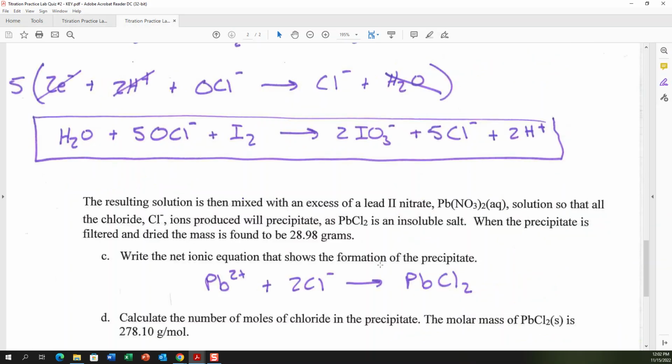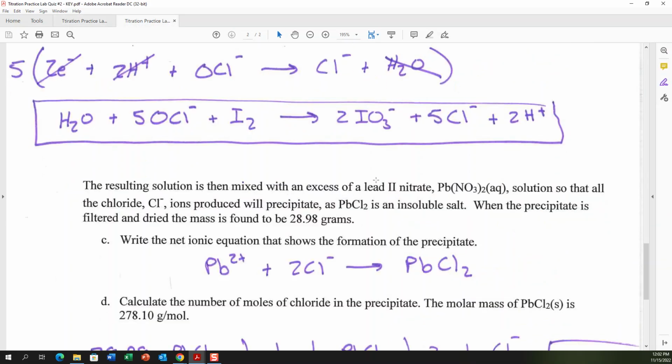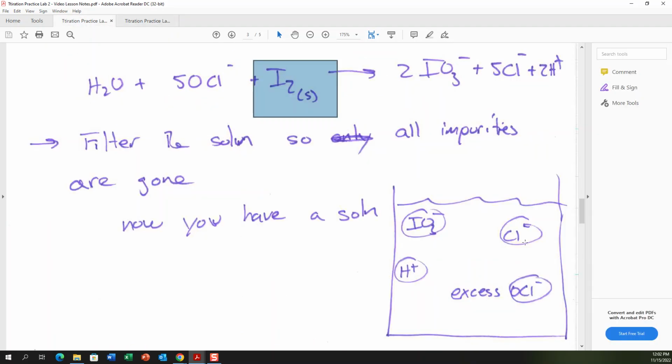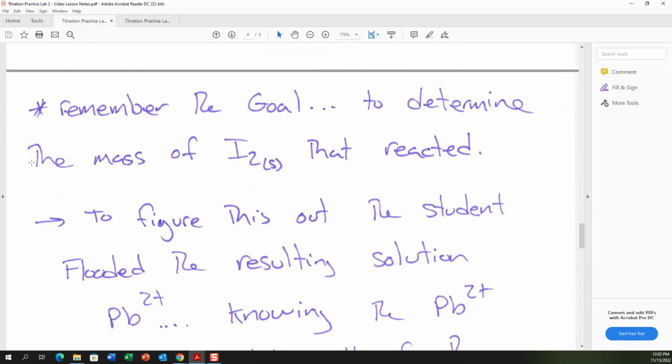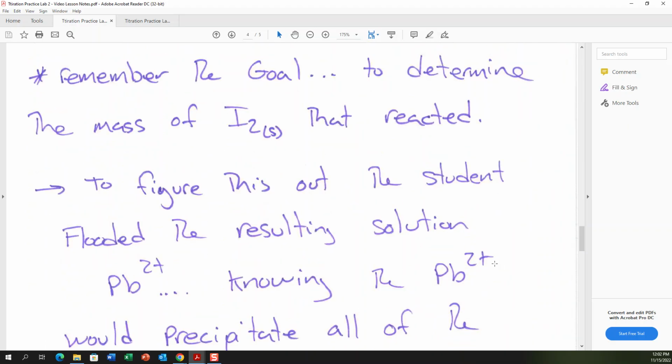So let's see what the student did, right? What the student did was take that resulting solution and flood it with lead nitrate. And they know that the lead ions are going to react with the chloride ions to precipitate lead 2 chloride. So they took this solution and flooded it with Pb2+, okay? We don't care about the nitrate, it's a spectator ion. Just like we didn't care about the sodium from the sodium hypochlorite. We don't care about that, all right? Spectator ion. So again, our goal is to figure out the iodine.